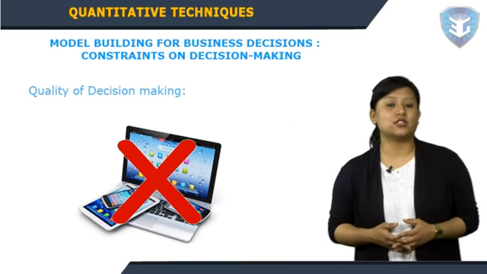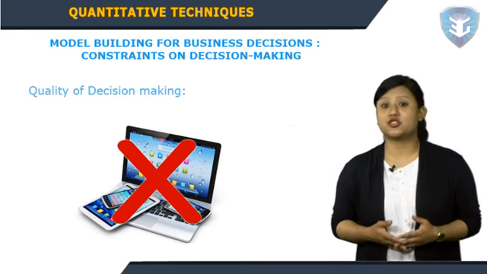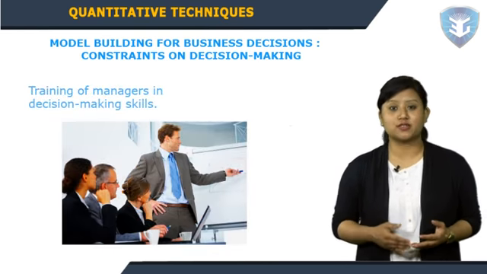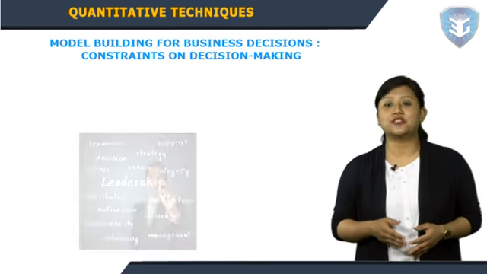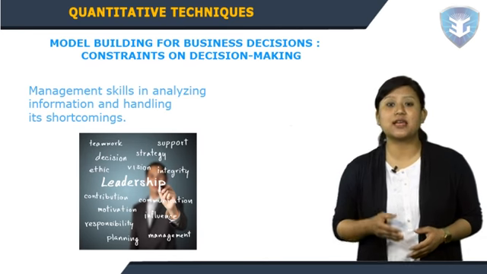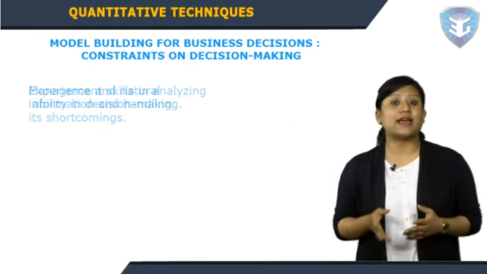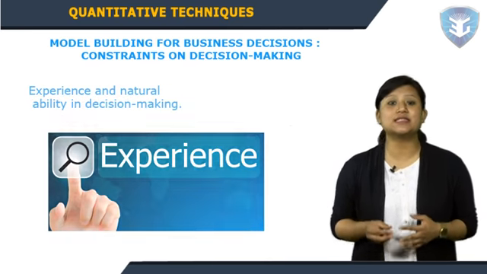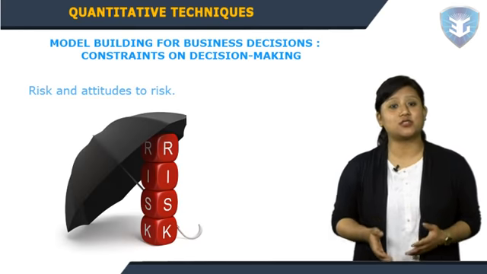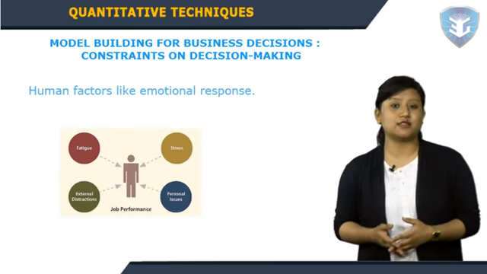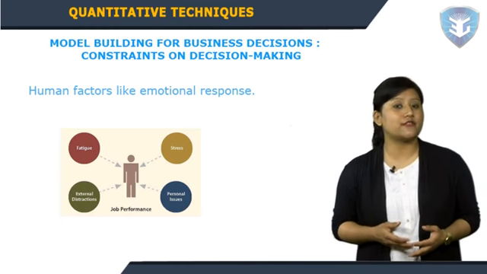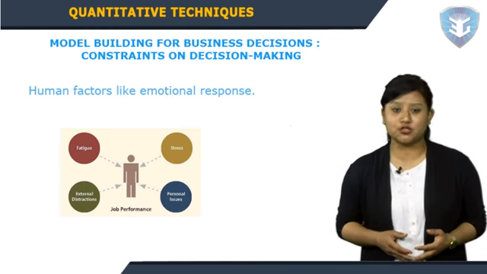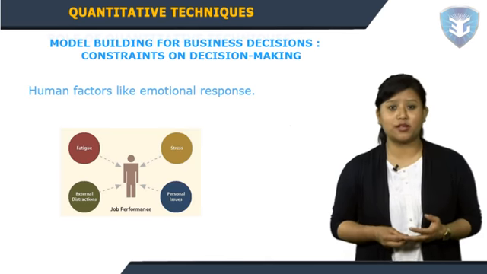Let's look at the quality of decision making. Good decision making comes from training of managers in decision making skills, good information in the first place, management skills in analyzing information and handling its shortcomings, experience and natural ability in decision making, risk and attitudes to risk. Human factors like emotional responses come before rational responses, and it is very difficult to get people to make rational decisions about things they feel very strongly about.